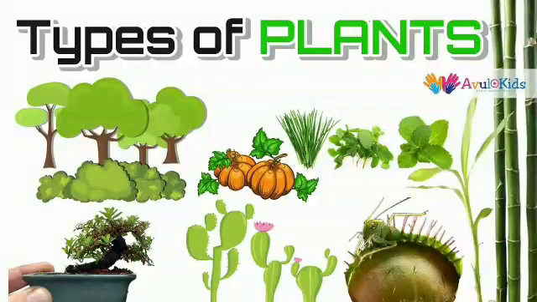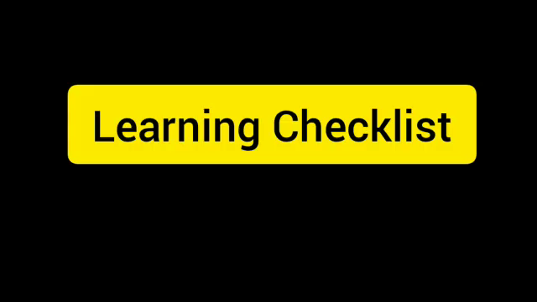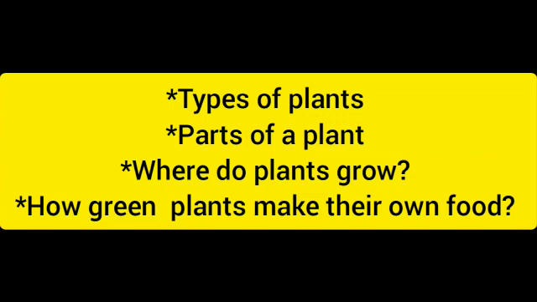Hello students. In today's class we will learn our first chapter, that is types of plants. In this chapter, students, we will learn about types of plants, parts of a plant, where plants grow, and how green plants make their own food. So let us begin this chapter.